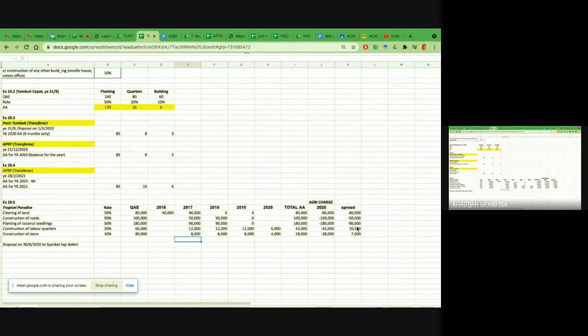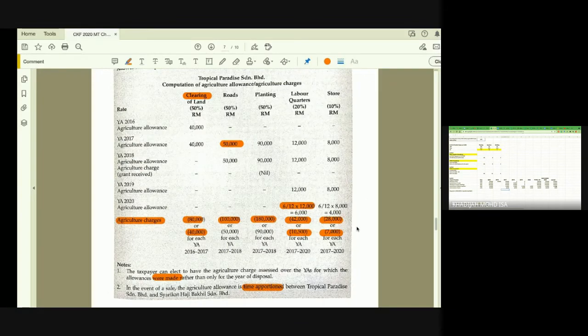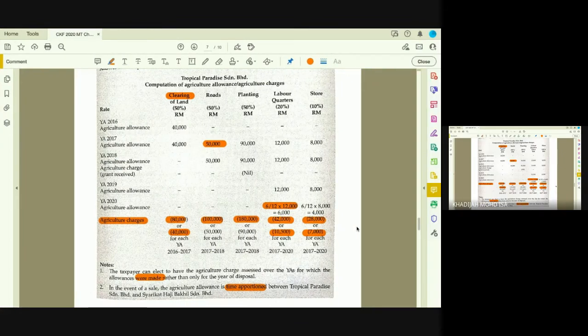Okay. All right. Question? For balancing charge, before we go into the new topic, forest allowance? Are you clear about balancing charge here? The computation of the spread back. No question?